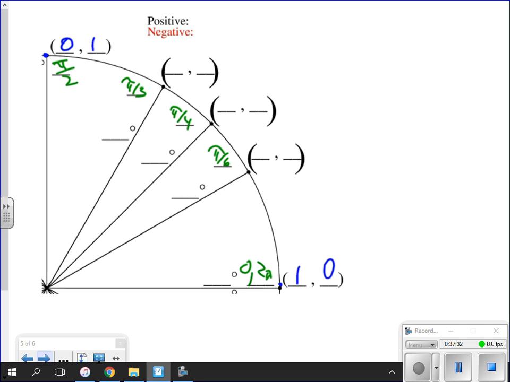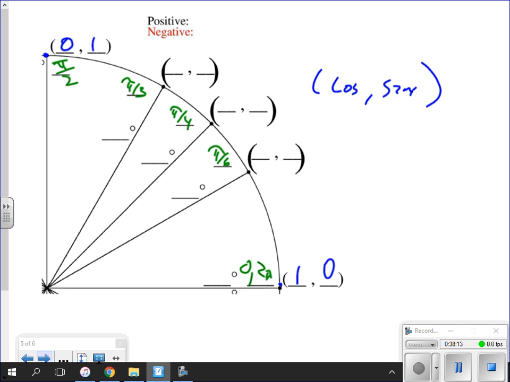Now, here's a really cool thing about unit circles. The xy coordinates going around the unit circle are the cosine and the sine for those angle measurements. So at 0 radians or 2 pi radians, my cosine is 1, my sine is 0. At pi over 2, my cosine is 0, my sine is 1. Now I have to fill in the rest.